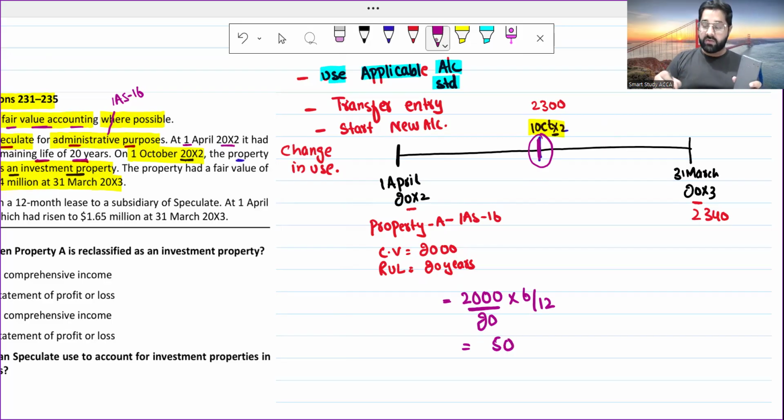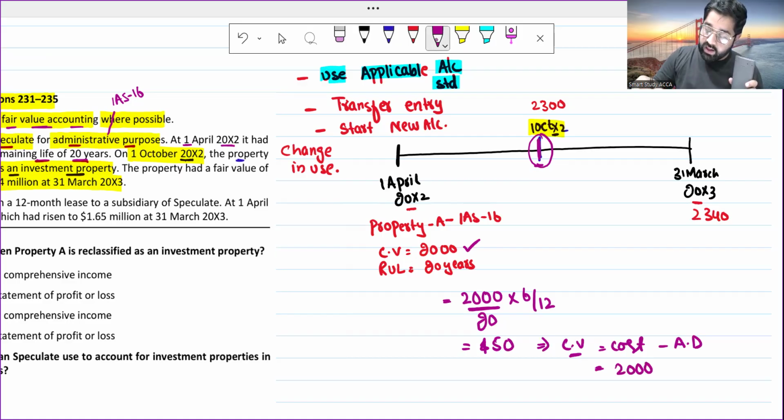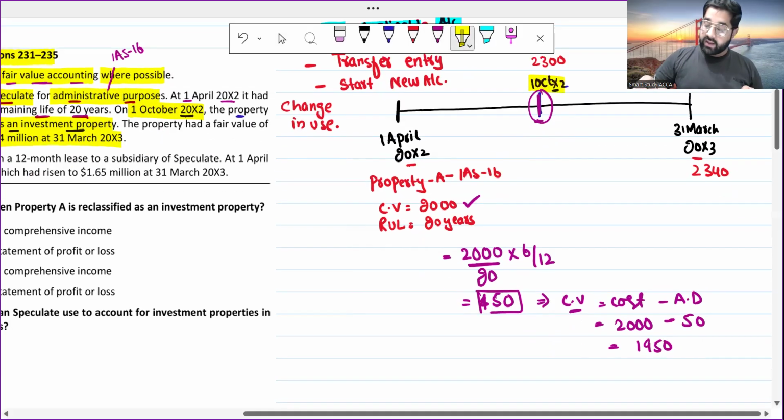In terms of thousands, it will be $50. Now, if I have to find the carrying value at the date of change here on 1st October 20x2, it will be cost minus accumulated depreciation. Now, what is the cost? It is 2000. And what is the accumulated depreciation? It is $50. So the carrying value will be 1950. Now we have found the carrying value of the property A at the date of change in use.